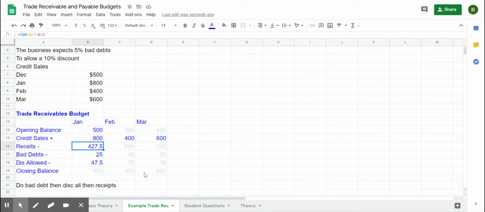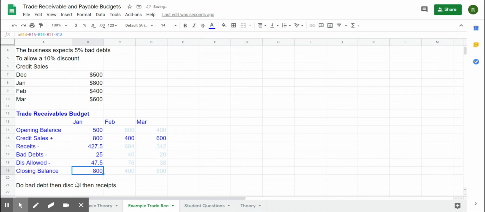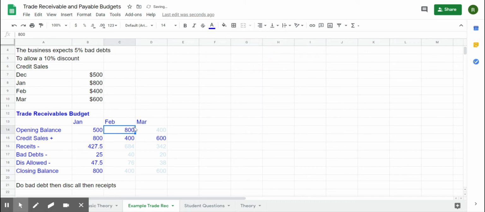And to calculate your closing balance, although here it's very easy because it's just going to be the 800 of credit sales. But to calculate the closing balance, I add the credit sales onto the opening balance, take off the receipts, take off the bad debts, take off the discount allowed, and that will give me my closing balance. And as with all balances, my closing balance becomes my opening balance for the following month. I then go through the same process.